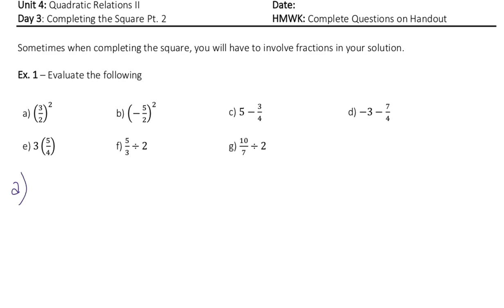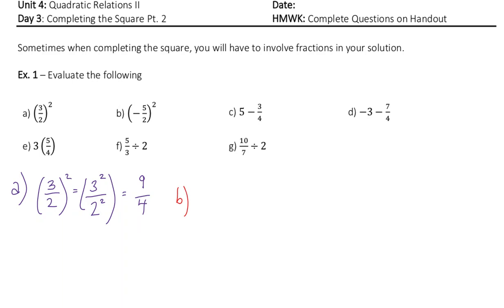Okay, so the first one is 3 over 2 squared, or to the power of 2. Whenever you're applying an exponent to a fraction, it just means you want to apply it to both the numerator and the denominator like such, and then you would solve. Well, 3 squared, that's 9, and 2 squared, that's 4. So your answer here would be 9 over 4. Okay, let's keep things going.